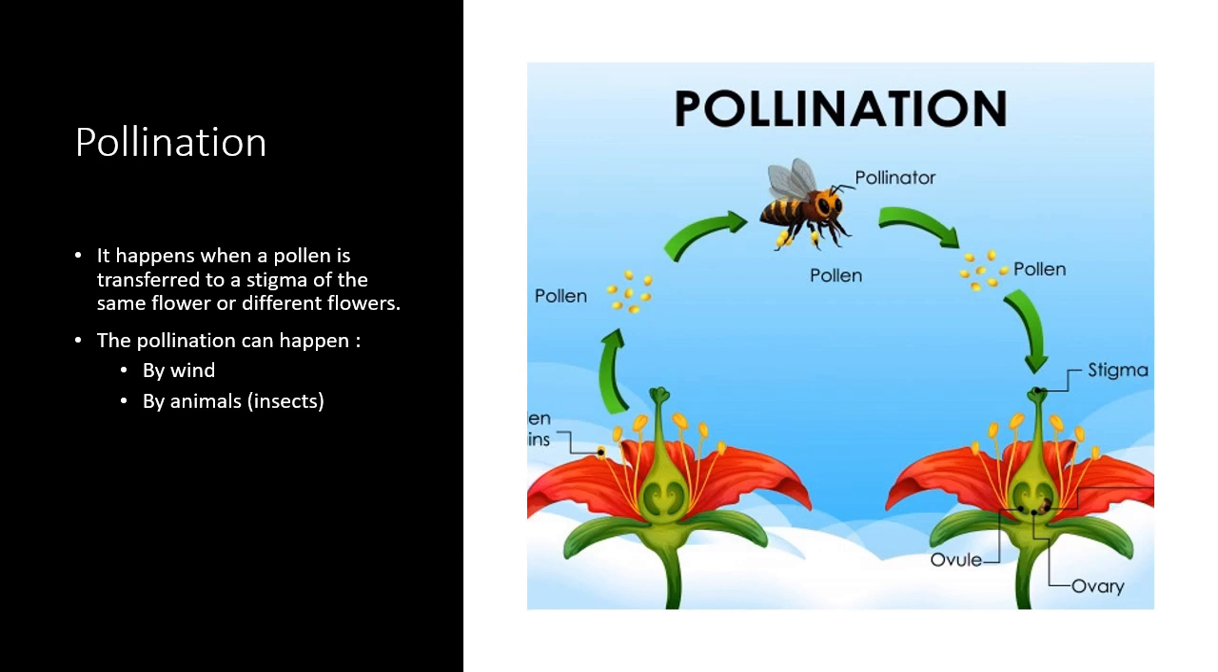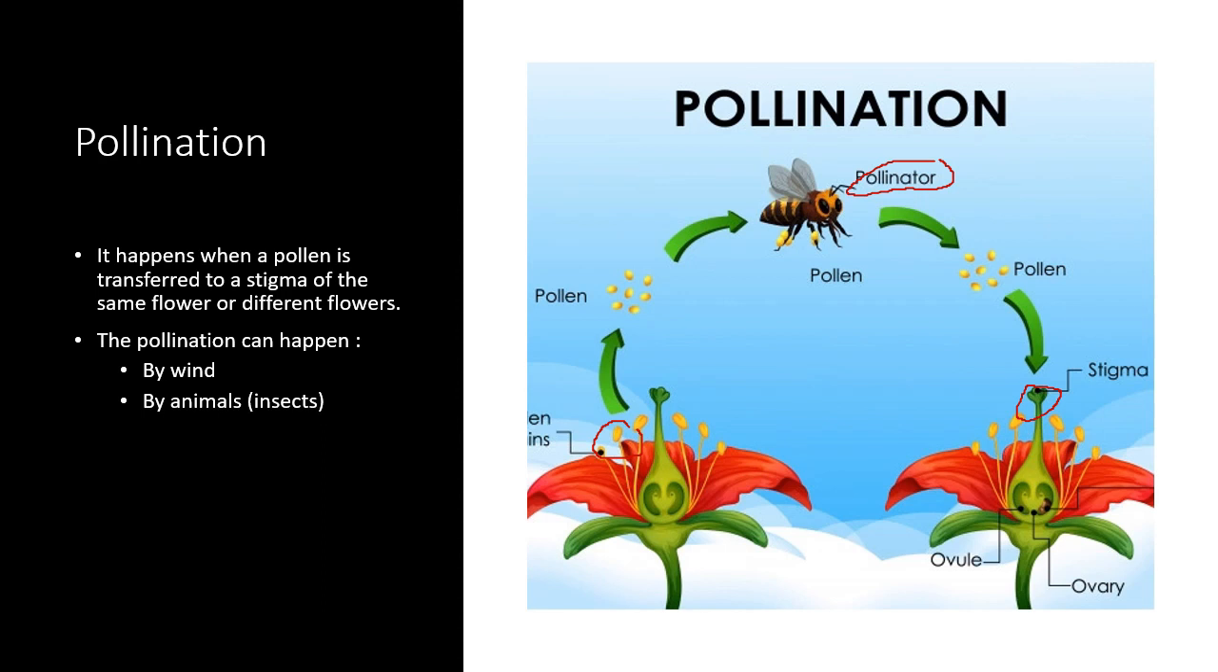Now we are going to talk about the stages one by one. Let's start with pollination. It happens when a pollen is transferred to a stigma of the same flower or different flowers. If you have a look at the picture, the pollen here comes from an anther of a flower and then is transferred by the help of a pollinator, and this one is transferred to a stigma. So by this we can say that the pollen has already transferred to the stigma, and the name of the process is what we call pollination.